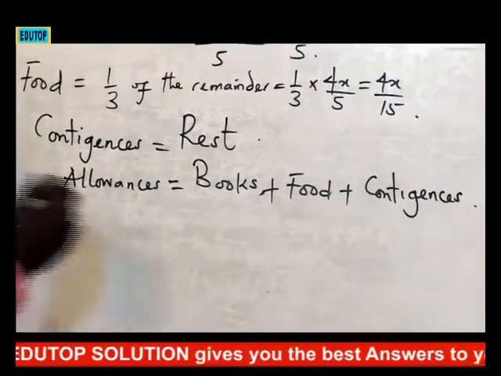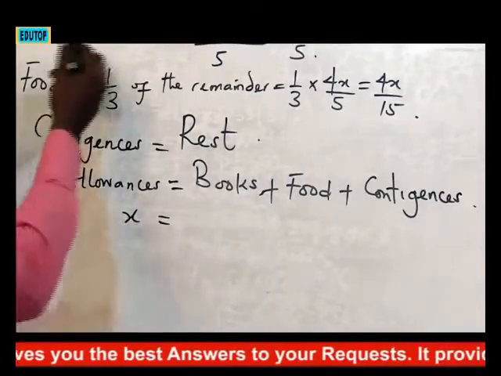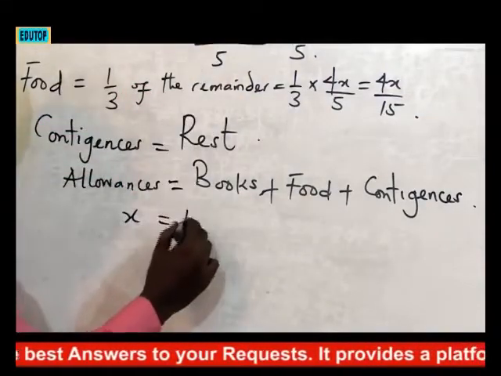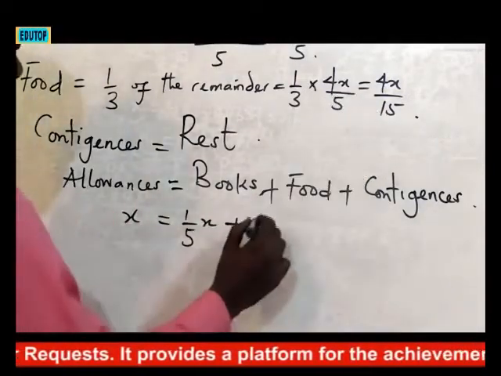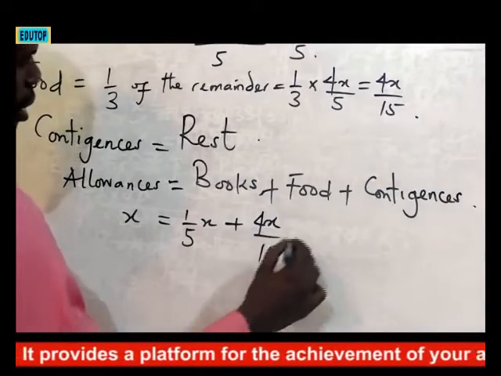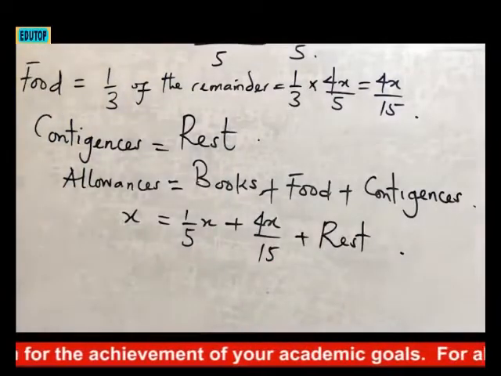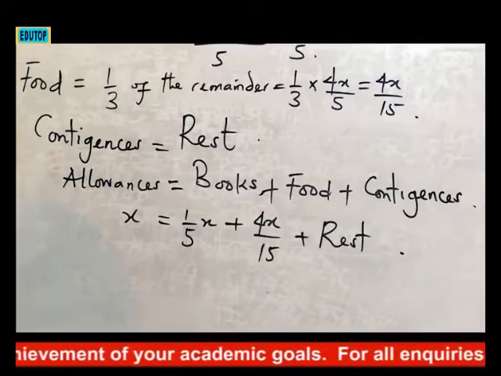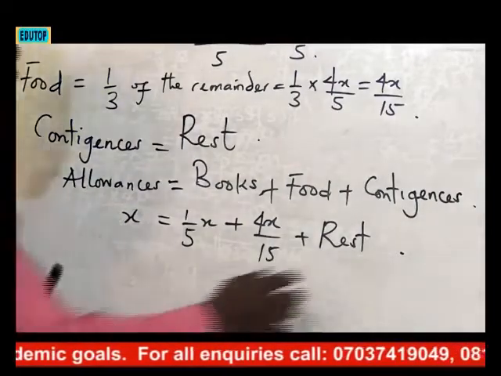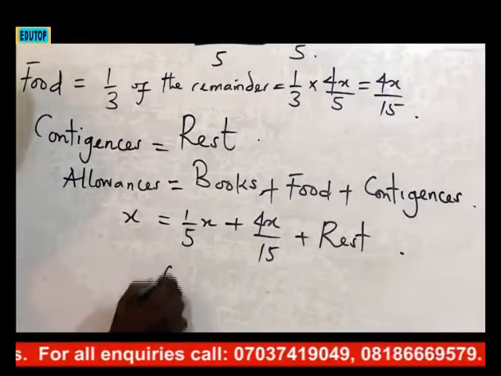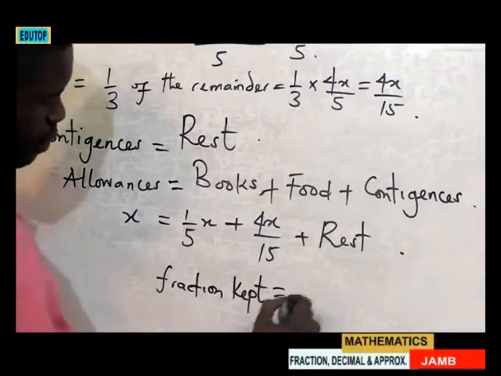Now, in this situation, the allowances is standing as X. Books, what is the fraction for books? That is 1/5 X. Plus, what is the fraction for food? 4X over 15. Then, contingencies, that's the rest, left. Now, the questioner asks us to calculate the fraction that was kept. So the fraction that was kept will definitely be the rest. Fraction kept is equivalent to the what?